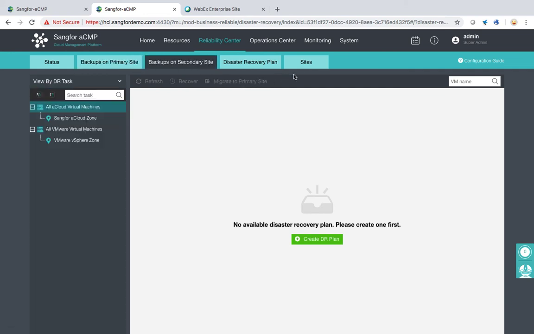And before you complete the DR plan configuration, you will also need to configure the network for the secondary side, because here in the demo, I have only one site running on aCloud, so I am not able to demonstrate the network configuration part for the DR plan creation. But all in all, it is very easy. It also utilizes the what-you-draw-is-what-you-get capability provided by Sangfor aCloud, and you can easily manage the network on the aCloud secondary side.